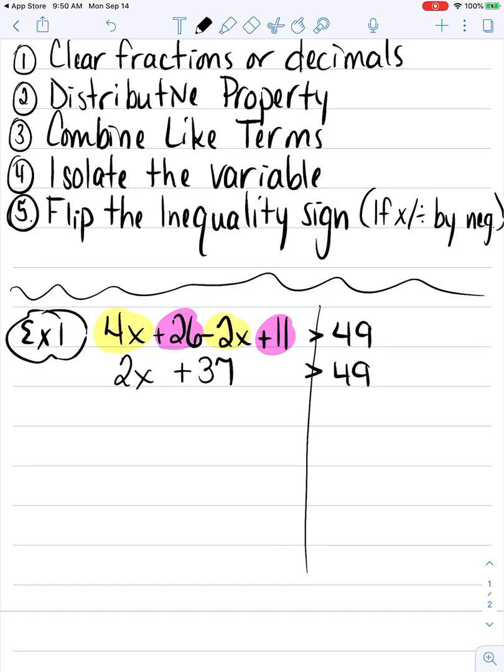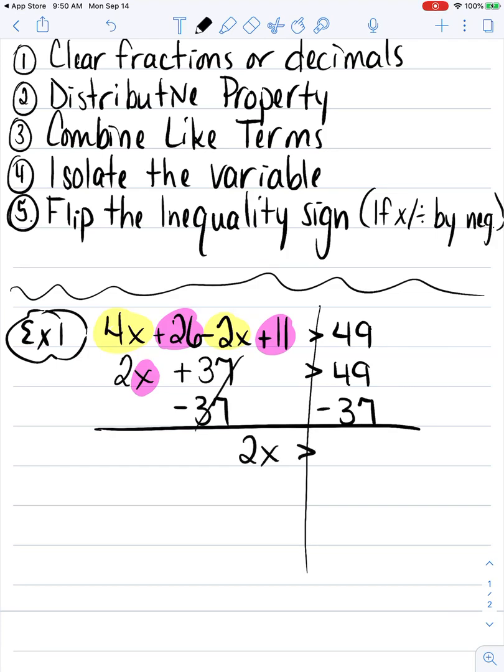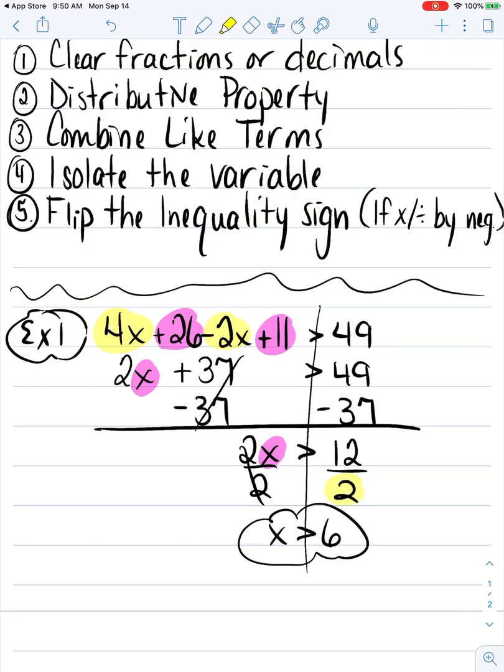So I don't see any more like terms. So now I'm going to start isolating the variable. And the way we do that is inverse operations. So I'm going to subtract 37 from both sides. And I'm left with 2x is greater than 12. I still notice I have something with my variable, so I need to divide both sides by 2. So x is greater than 6. And since I didn't divide by a negative, see, this was a positive 2 that I divided by, I don't flip my inequality sign. I leave it alone.